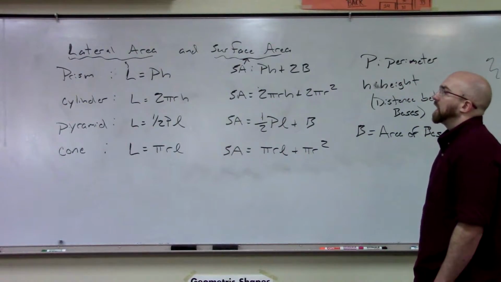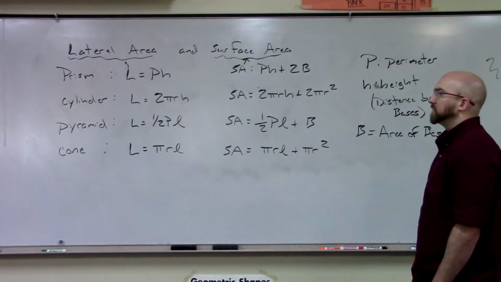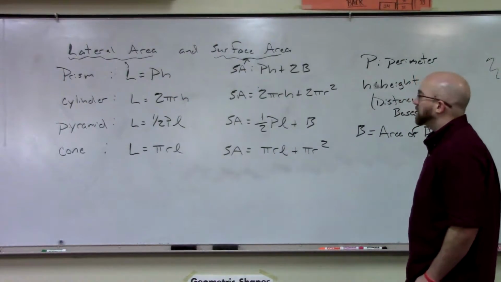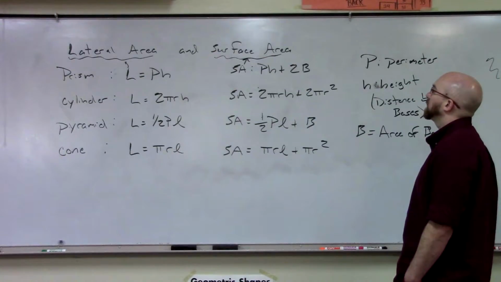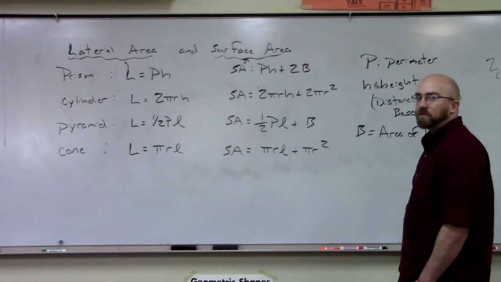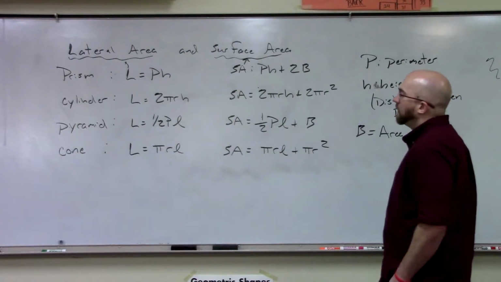Cylinder: lateral area is 2 pi r h. R is just your radius. That's a common term. You guys should know that one. And then surface area is 2 pi r h plus 2 pi r squared. If you notice a cylinder, we already know what the area of the base is. It's pi r squared, so just times by 2.